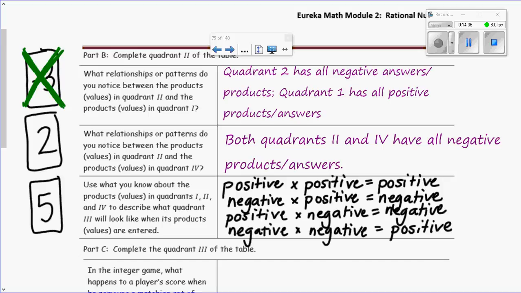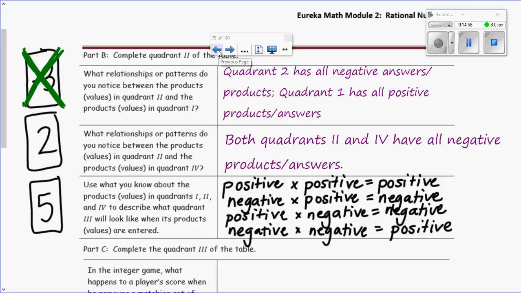With that said, I want you to go ahead and fill in quadrant 3 all on your own. It's a negative times a negative, so all the answers are going to be positive. In fact, it's going to look exactly like quadrant 1, just on the other side of the origin. So go ahead and fill those in, and then you can unpause it. If you're not quite sure what to do, you can watch me start to fill it in, but then you can pause it and finish it for yourself.